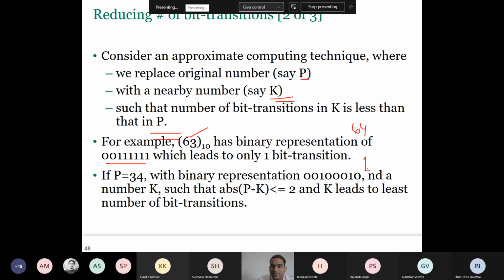Okay. Now let us ask this question. This is just an example. Now here is the question to be solved. Suppose P equals 34. That means my actual number is 34. It has this binary representation. Find a number K such that it is within error of 2, and K leads to the least number of bit transitions.